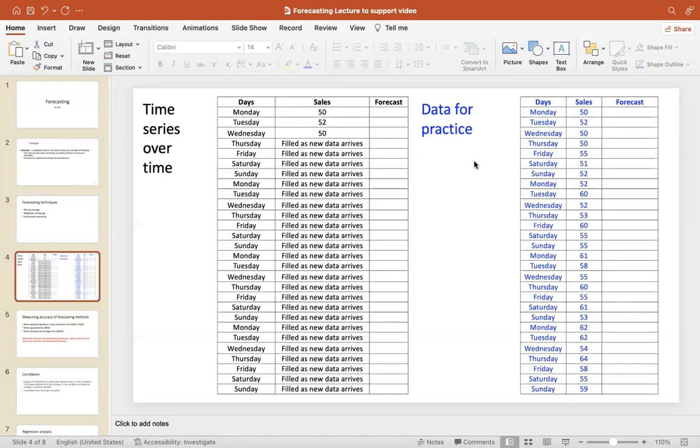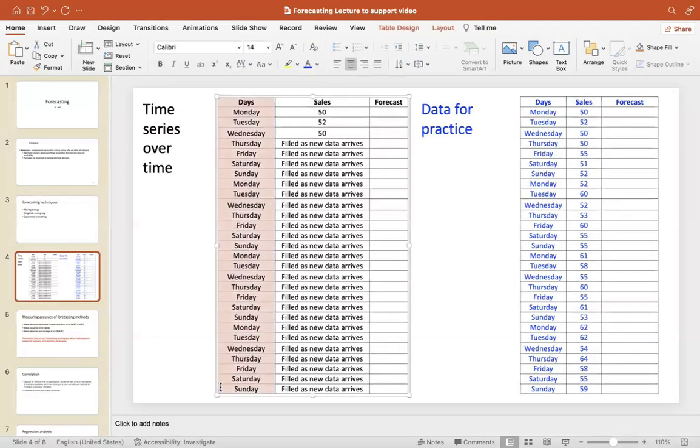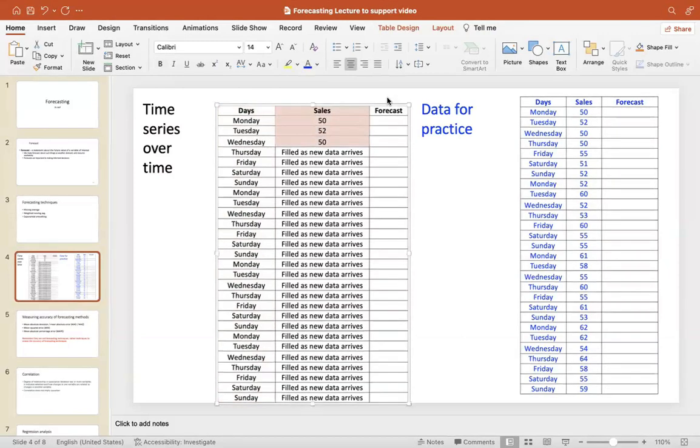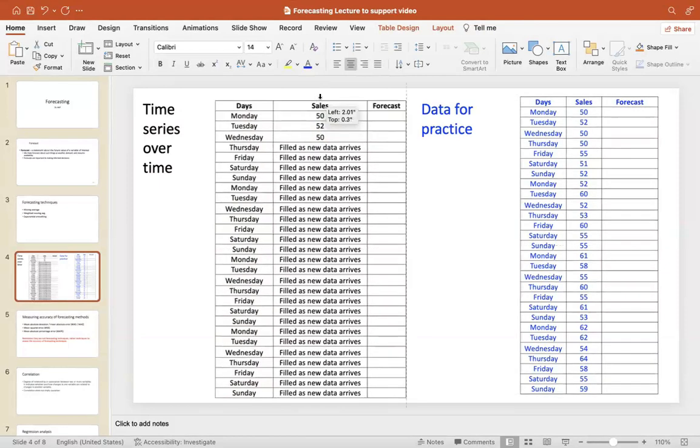I'll be using this data, and the data is in this format. We have the day, 7 days of the week, and in the next column, there are sales, and in the next one, the forecast. Sales is the actual sales, and forecast is something that we will do using some mathematical models.